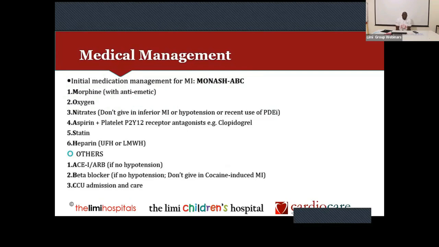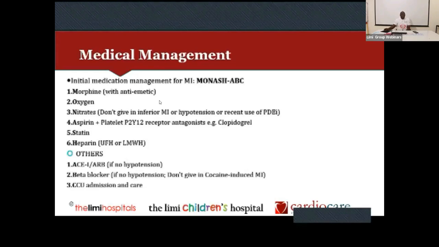Then another medication that is useful, especially when there is evidence of left ventricular dysfunction or heart failure, is an ACE inhibitor or ARB. Then beta blocker is also very important, especially if the blood pressure is good and there is no evidence of cocaine-induced myocardial infarction. Beta blocker helps reduce the heart rate and the work rate of the heart, thereby reducing the oxygen demand of the heart, and that helps in improving the patient's condition.